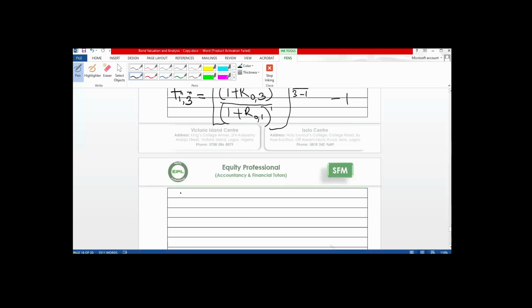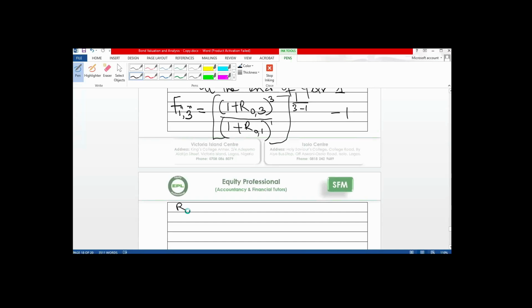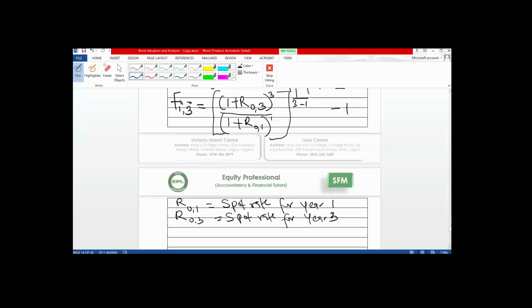If you want to do that, let me leave a small space. That means I need to get spot rates for year 1, R0,1, and spot rates for year 3, R0,3. For me to compute that, I'll create more space above.